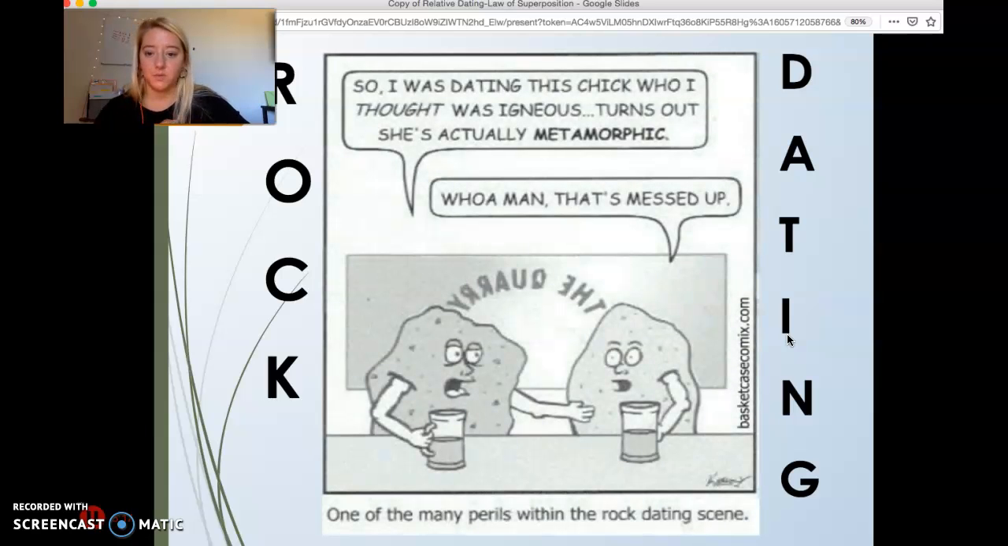Rock dating, that's what we're getting to. I got a funny cartoon again for you. So one rock says to the other at the quarry, "So I was dating this chick who I thought was igneous, but turns out she's actually metamorphic." "Whoa, man, that's messed up." One of the many perils of the rock dating scene. You never know what kind of rock you're gonna get.